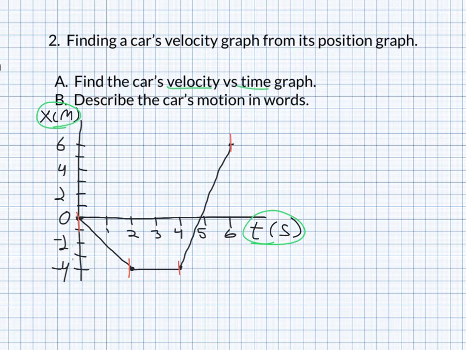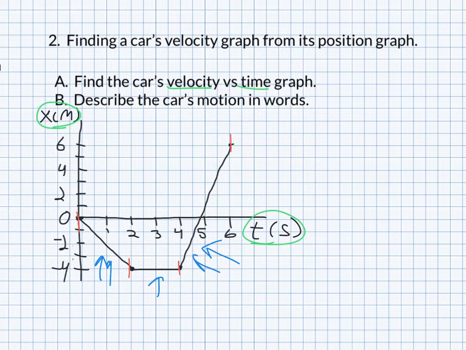What I see at the beginning, I see a constant negative velocity. When I get to the second interval, I see a 0 velocity. And when I get to the third interval, I see a constant positive velocity. And that's just because I can tell positive from negative because the slope in the first interval is going downward and the slope in the last interval is going upward.